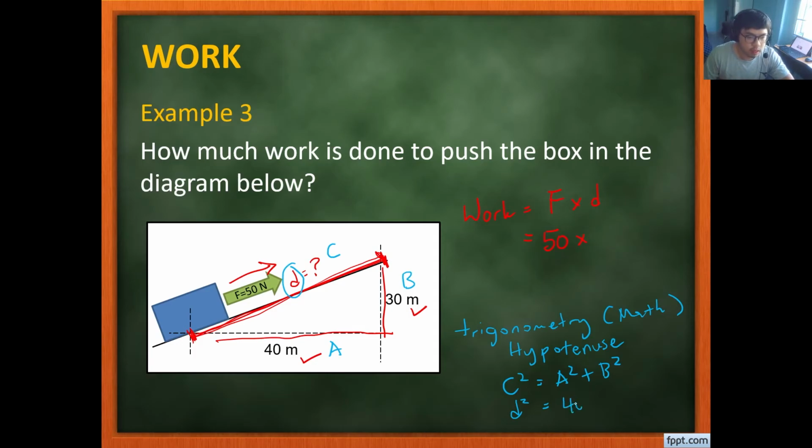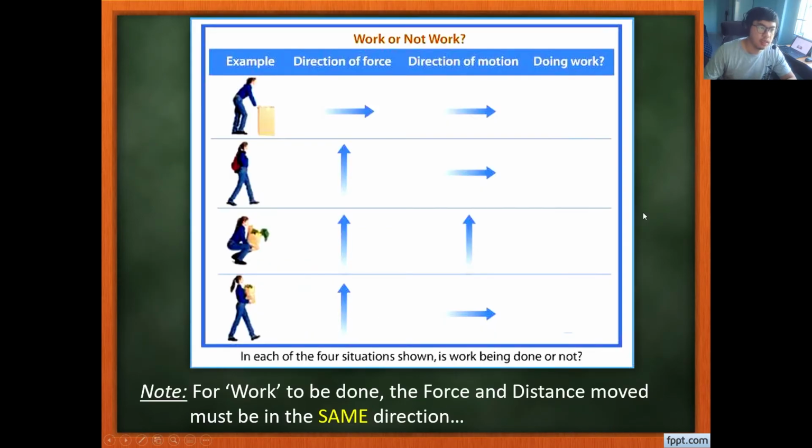A is 40 squared, b is 30 squared, and in order to find d, I'm running out of space here, is 40 squared plus 30 squared. D is equal to 50 meters. So now that we know d is 50 meters, we can find out work now, and work is equal to 2,500 joules. Right, so very important for you to know that for work to be done, the force and the distance moved must be in the same direction.